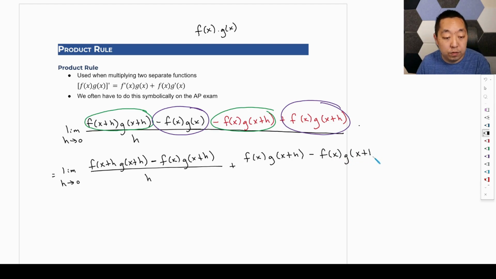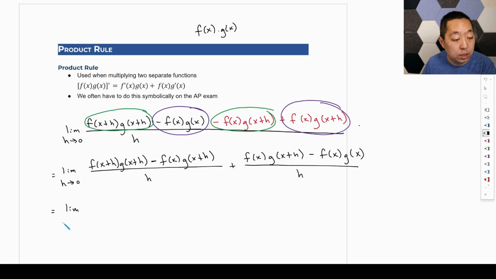f of x, g of x plus h minus f of x, g of x. Oh, sorry, f of x, g of x. Like that. Cool. So then if we look at this, we notice that here I can factor out a g of x plus h. If I factor that out and bring it out in front, what I'm left with is f of x plus h minus f of x over h.